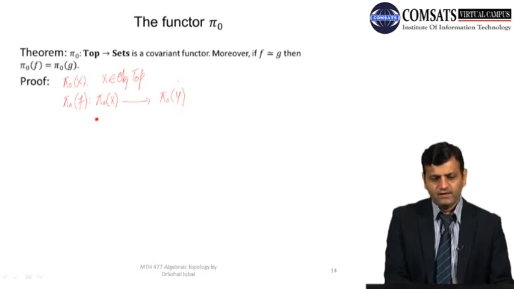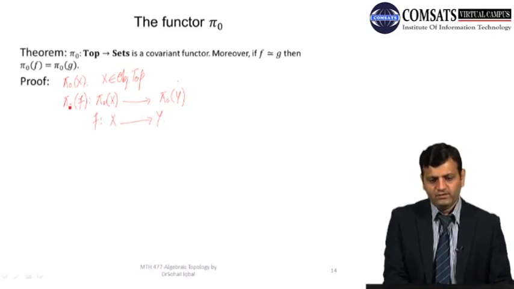In this case, f is a continuous function from X to Y. Since f is a function from X to Y, pi naught of f is basically a function from pi naught of X to pi naught of Y. So the direction of the arrow is not reversed, it is the same: X to Y, pi naught of X to pi naught of Y. So we can say that it is a covariant functor and not a contravariant functor.